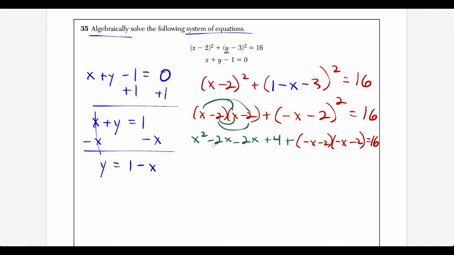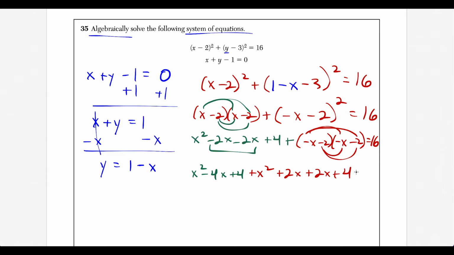So in the next line, we could just combine this stuff here. We have x squared minus 4x plus 4. And now we're going to distribute here. We have negative x times negative x is x squared. Then we've got negative x times negative 2 is positive 2x. And then we get another positive 2x. And then we get a positive 4 at the end here. So everything turns out positive because we just did all negative times negative. And this is still equal to 16.